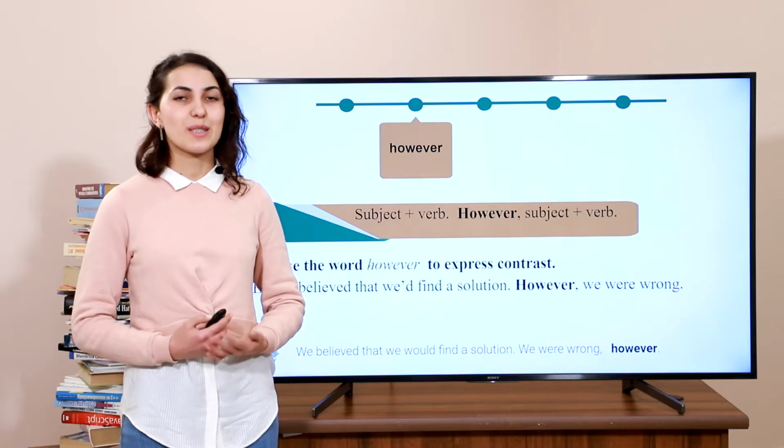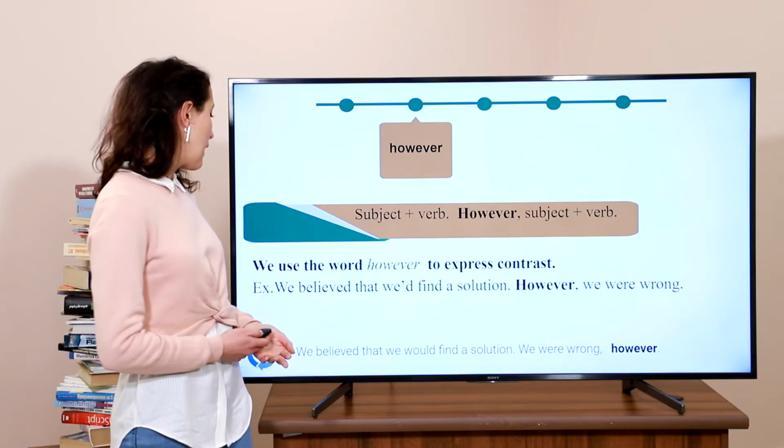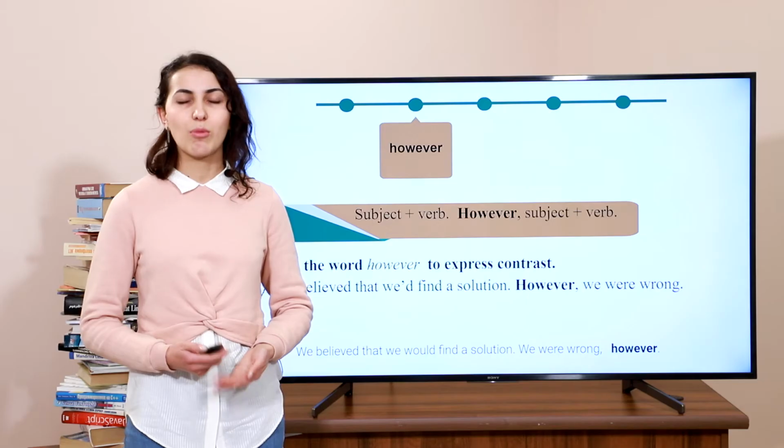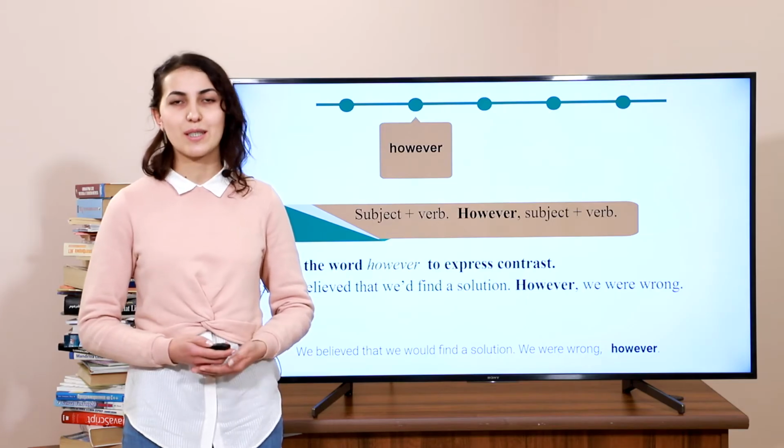Another way to express the same sentence is the following. We believed that we would find a solution. We were wrong, however. As we can see, however can come up in the last part of the sentence.